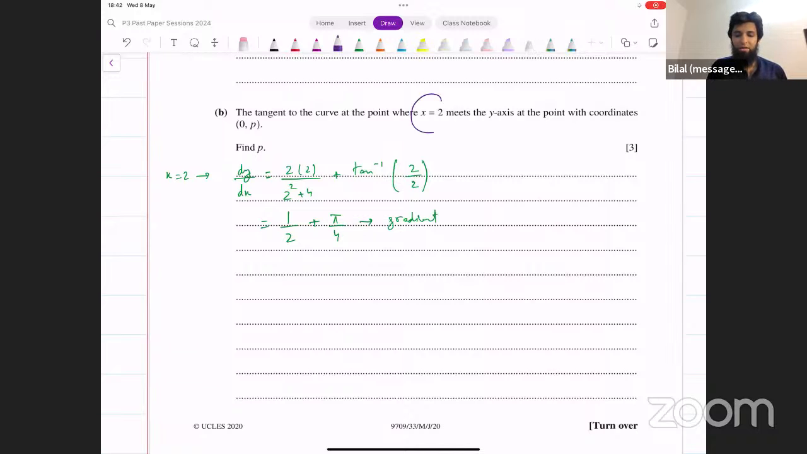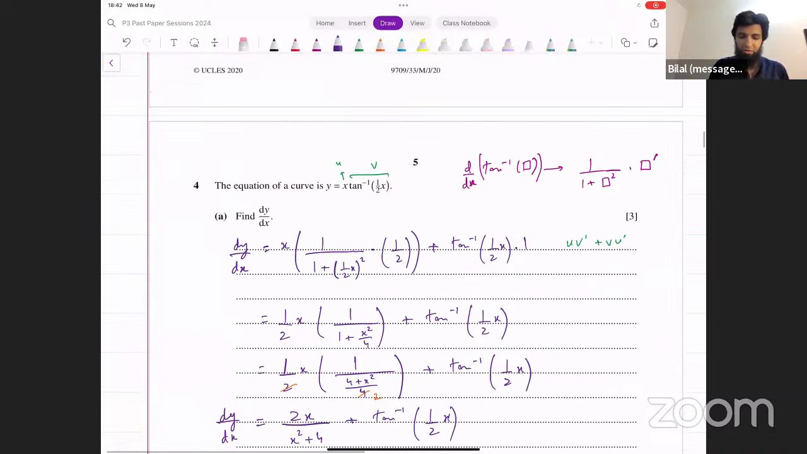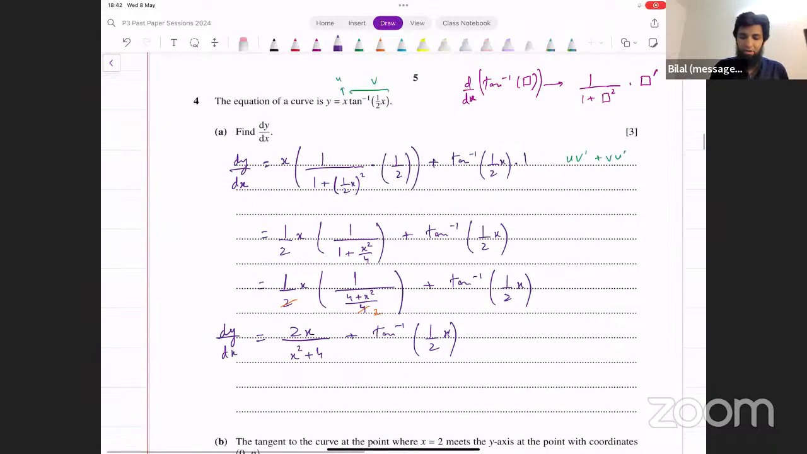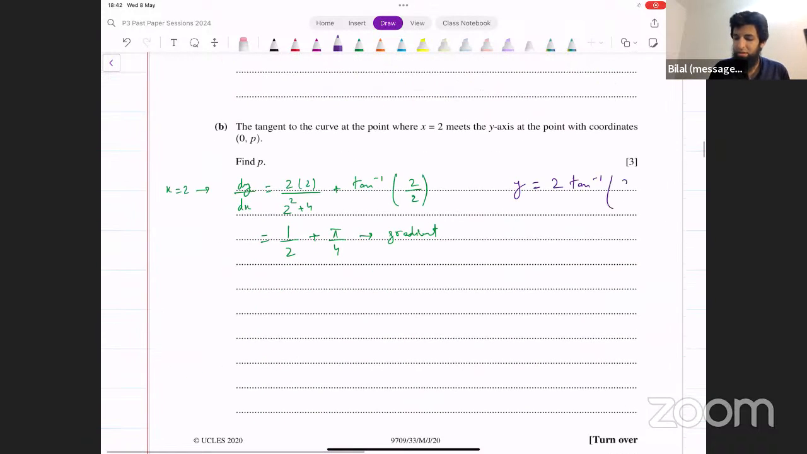Now, we also need a point. X value is 2. How do you find the corresponding y value of this point? This is the equation: y equals x into tan inverse of half x. Y equals 2 into tan inverse of half x. That means half into 2, that's 2 over 2. And that's going to give you 2 pi over 4, which is pi over 2. So the point that you have is 2 and pi over 2.